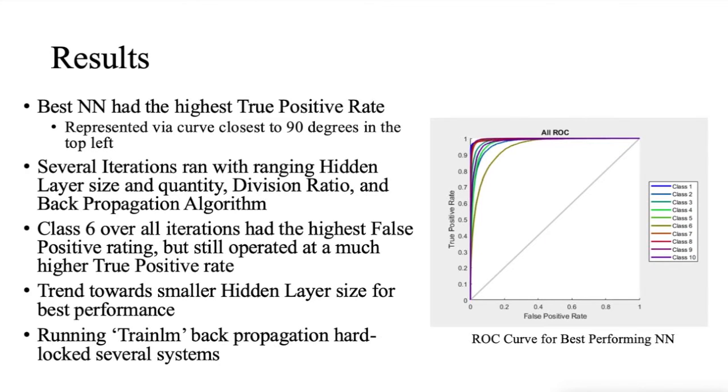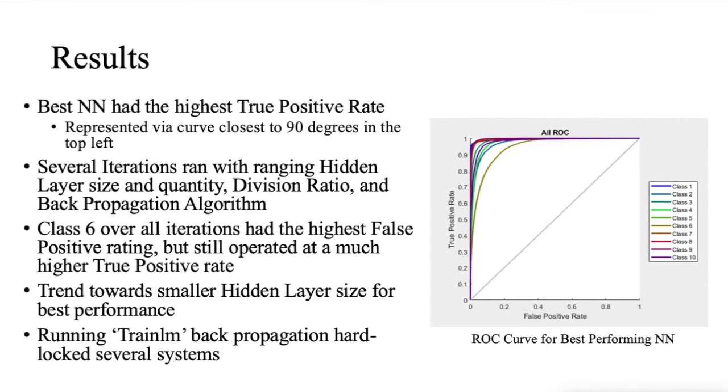So as our results, the best neural network has the highest true positive rate, which is represented in this curve here, as we can see. It is the closest to a 90-degree angle in the top left corner, which would mean it has a 100% true positive rate over time in all 10 classes. As you can see, class 6 has the lowest true positive or highest false positive out of all iterations that we run, and this was the same across all different versions.